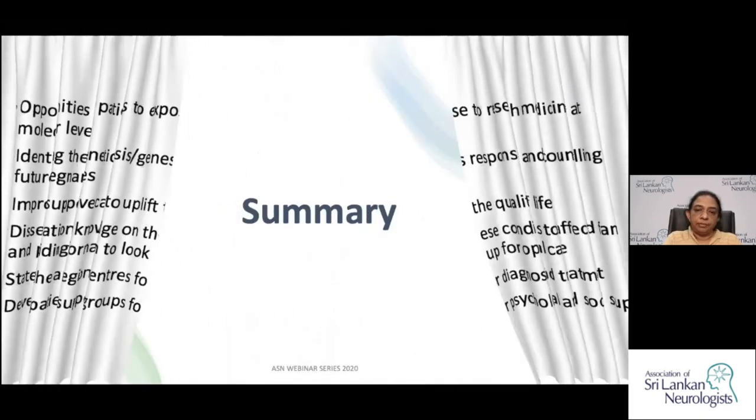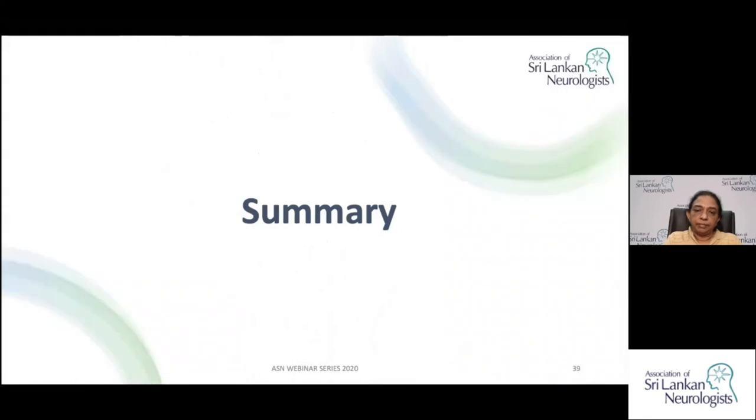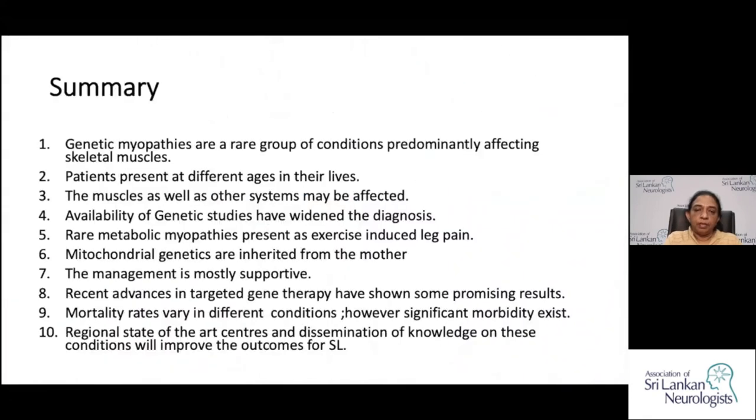Okay, so I have come to the end of my talk. So in summary, genetic myopathies are a rare group of conditions predominantly affecting the skeletal muscles, and patients present at different ages in their lives. I have discussed different age groups, how they present, and how the muscles as well as other systems may be affected, like the cardiac and the respiratory. And availability of genetic studies has widened the diagnosis, so opened the door to the horizon.